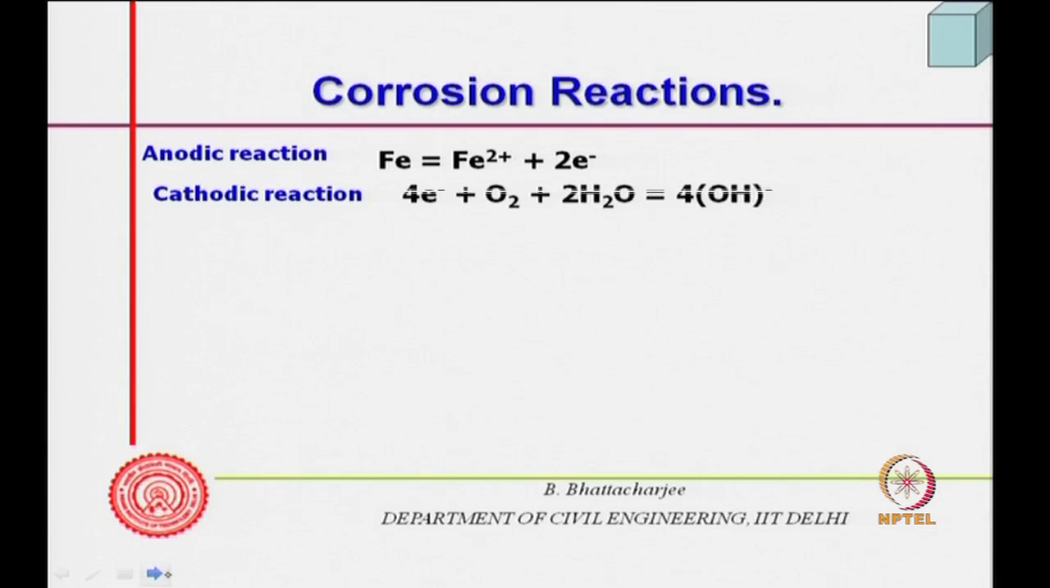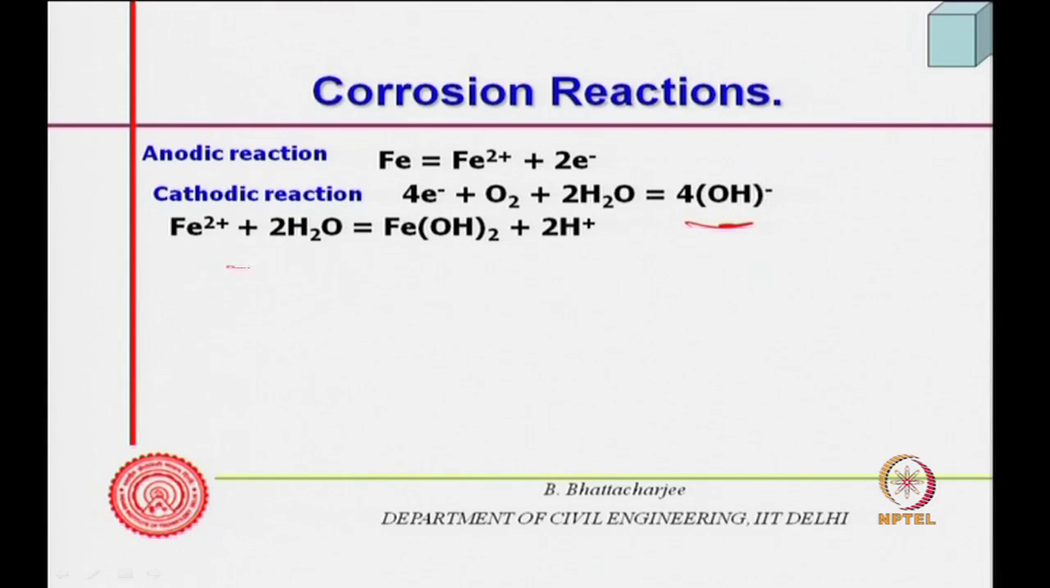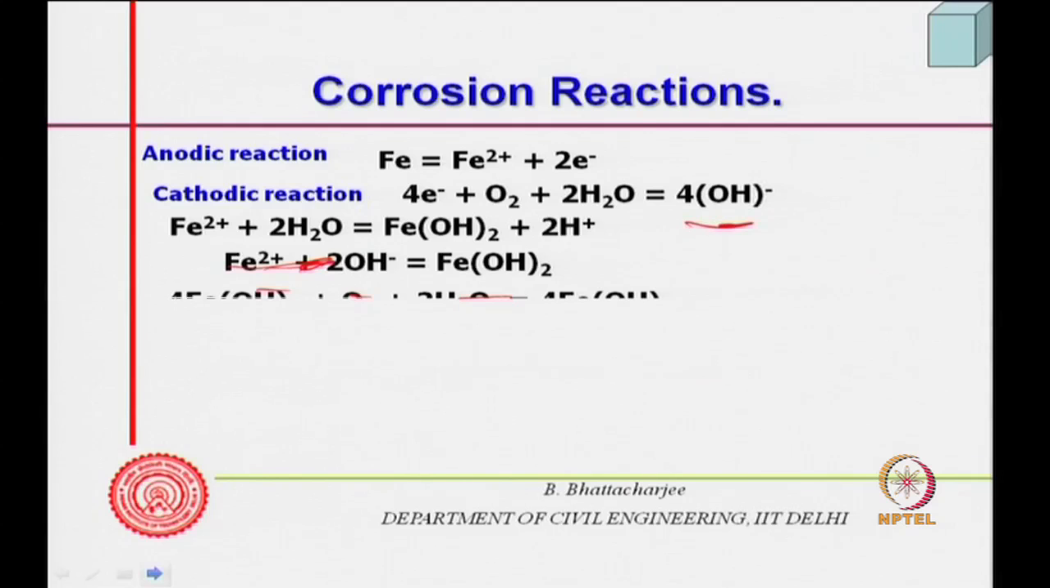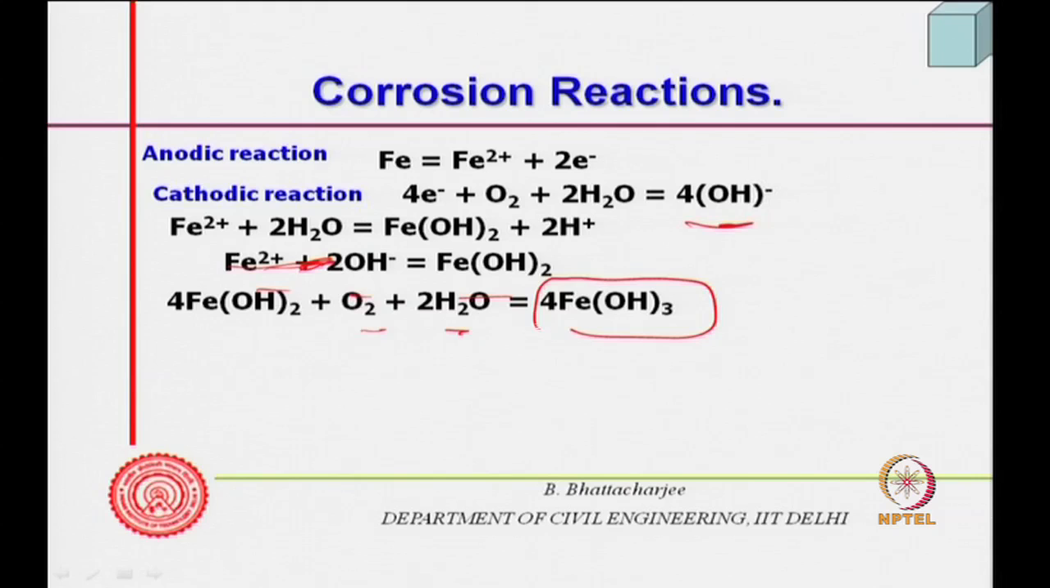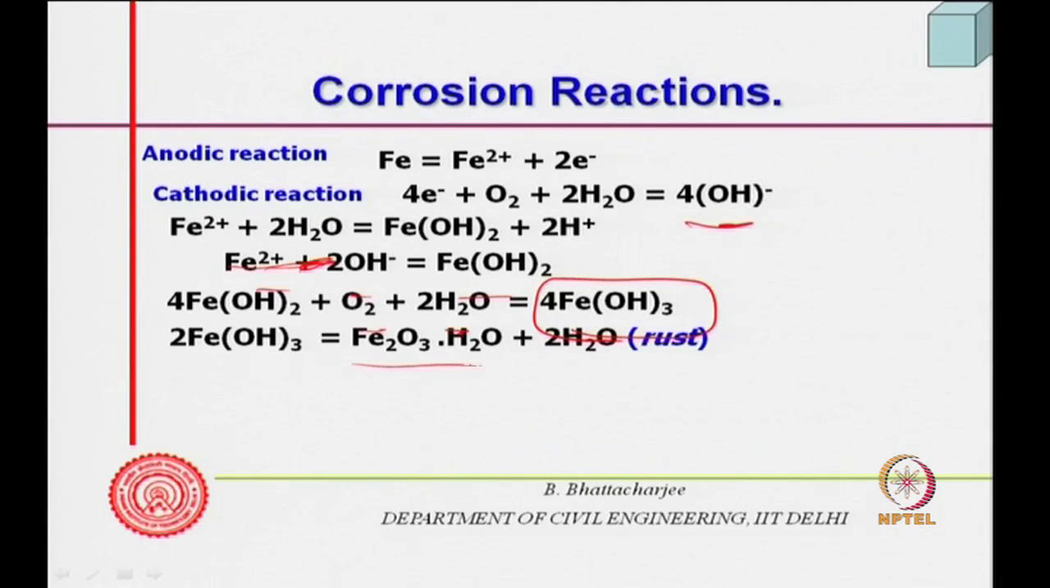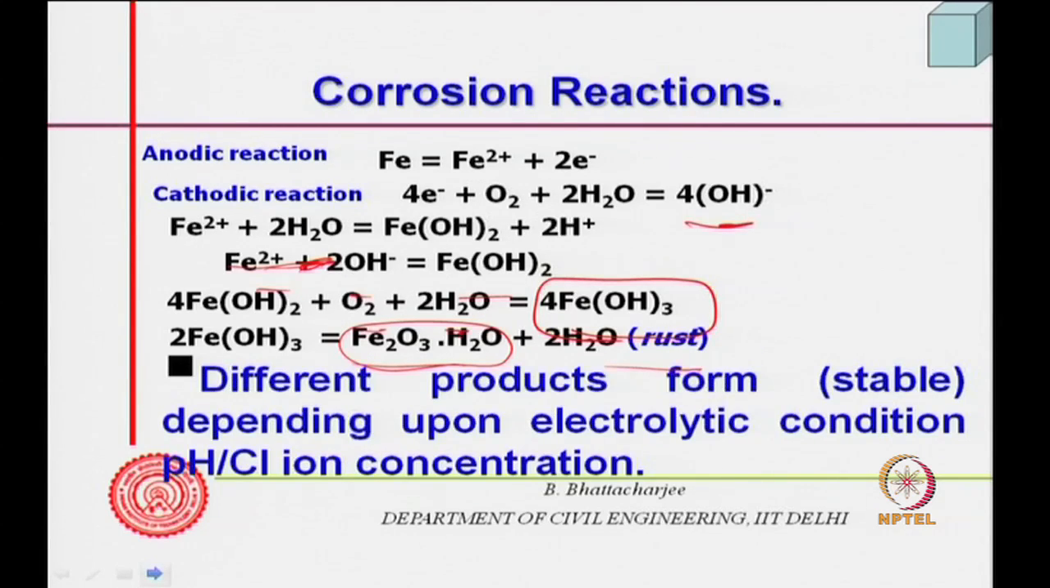Anodic reaction is common, cathodic reaction either could be this, and this may react with, you know, the Fe may itself react with water forming two hydrogen, and this two hydrogen can receive electron and form H2, or Fe can react with FeOH2. Or FeOH2 can react with oxygen and water forming FeOH3. So, what we see is there can be different reactions possible. FeOH3 can break down into Fe2O3, ferric oxide, and water, rust. So, there are different kinds of reactions and different kinds of products are possible.